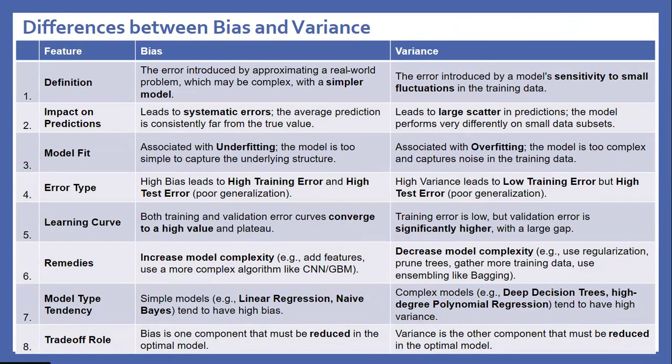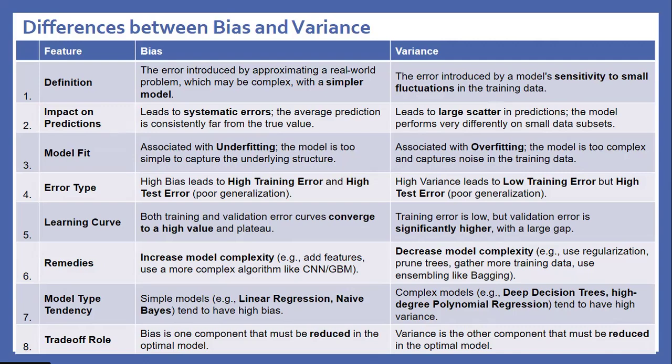Moving to the question: difference between bias and variance. Definition: bias, the error introduced by approximating a real world problem, which may be complex, with a simpler model. Variance, the error introduced by the model's sensitivity to small fluctuations in the training data. Impact on the prediction: bias leads to systematic error. The average prediction is consistently far from the true value. Variance leads to large scatter in prediction. The model performs very differently on small data subsets.